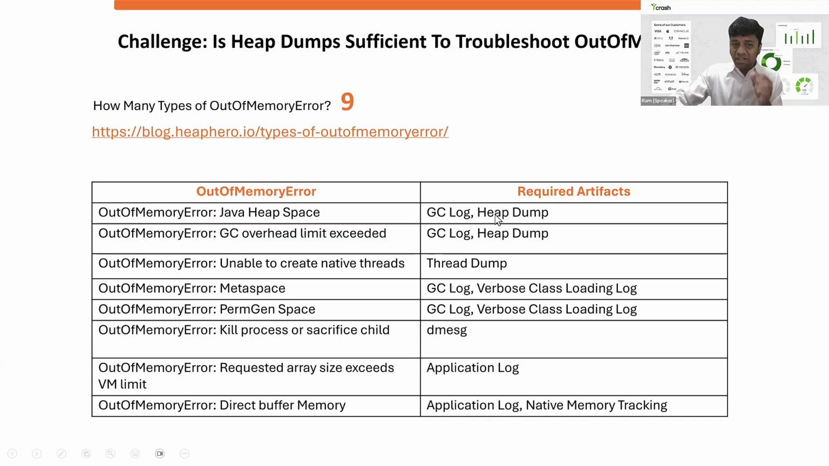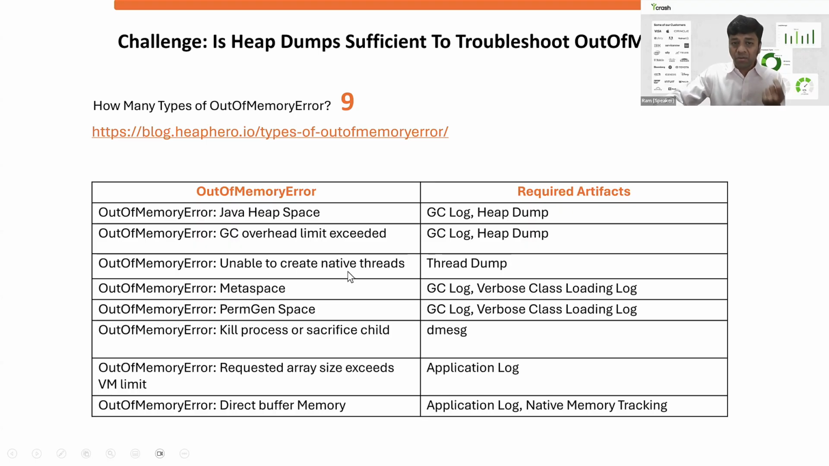Heap dump is needed only when you confront Java heap space and GC overhead limit exceeded. So only when you confront these 2 types of out of memory errors, you need a heap dump. Of course, these are the 2 primary types that we often confront. But there are other types of out of memory error, like unable to create new native thread, metaspace, permgen space, kill the process or sacrifice the child. Like these types of errors, when you get them, a heap dump is not going to be sufficient.